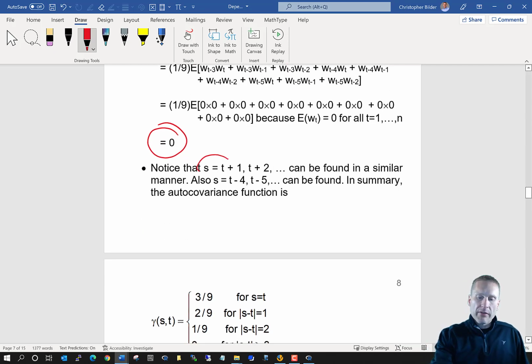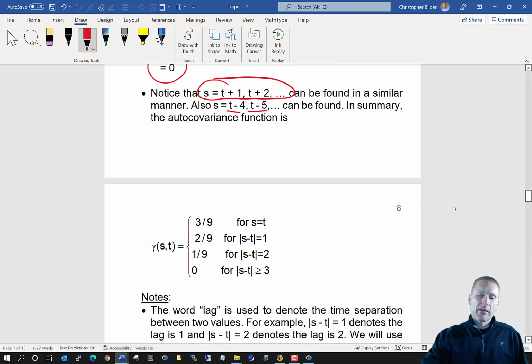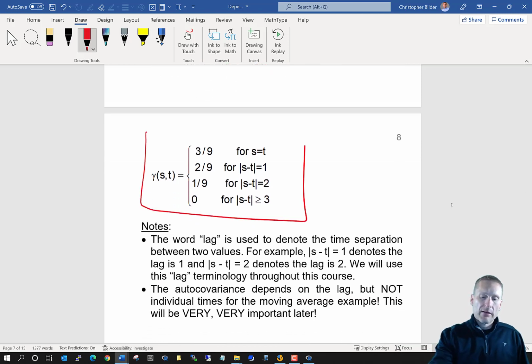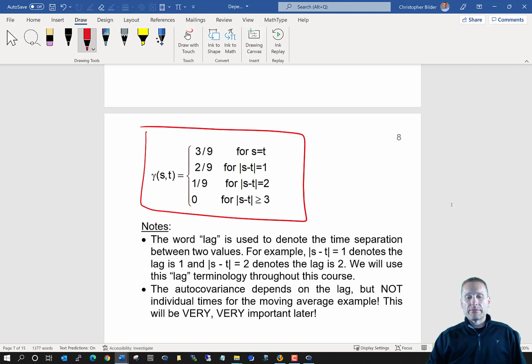Now, one could also do this kind of proof using t plus 1, t plus 2 as s as well, and everything's going to follow in a similar manner. And you could go t minus 4, t minus 5, and so on. And after you do all that, this is what you get for the autocovariance function. So when the subscripts are the same, so you're dealing with the same random variable, you get 3 9ths. When they are 1 time period apart, like maybe 1 and 2, or let's say 10 and 11, you get an autocovariance equal to 2 9ths. If they're 2 time periods apart, you get an autocovariance of 1 9th. And when you are 3 or more time periods apart, you get 0 for the autocovariance.